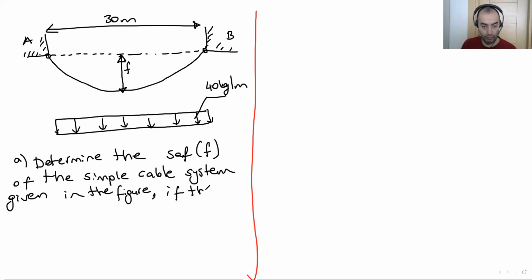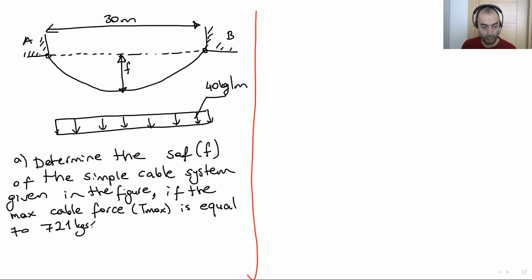If the maximum cable force T max is equal to 121 kilo. Okay, this is question A. This is B.